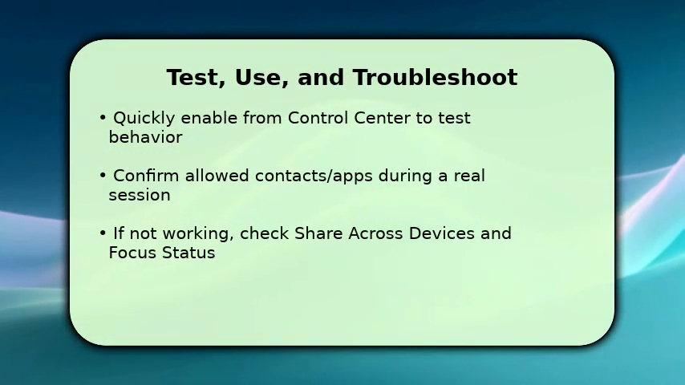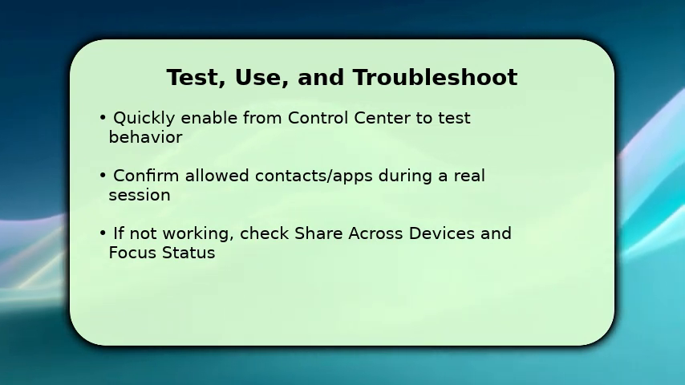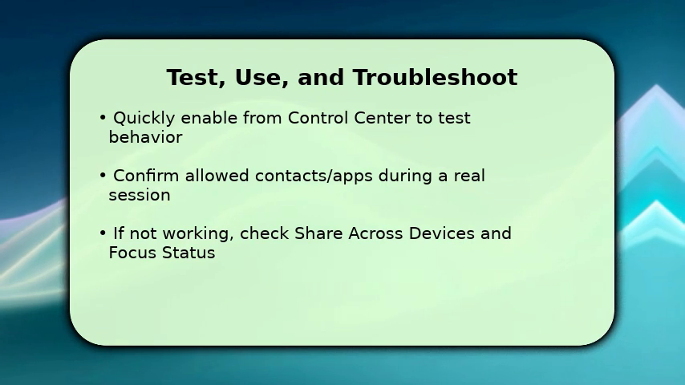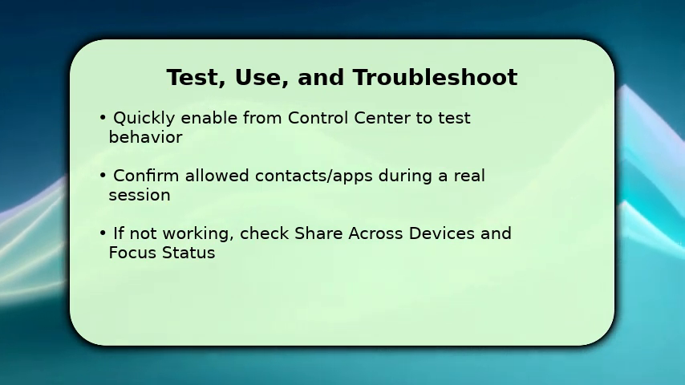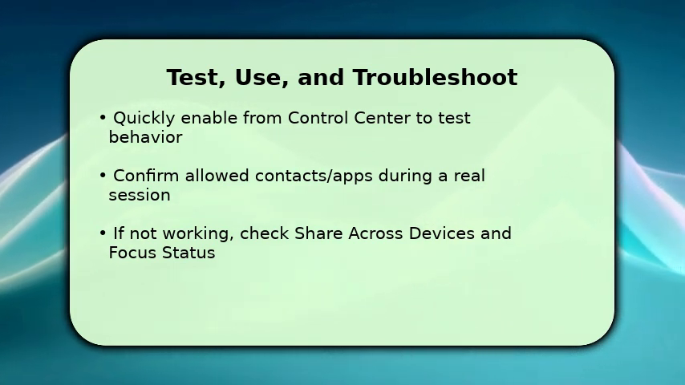You finish by testing. Swipe to Control Center and enable your focus to see how notifications and screens change immediately. Use the mode for a short session and confirm allowed people and apps behave as you expected. This shows why you customized filters.